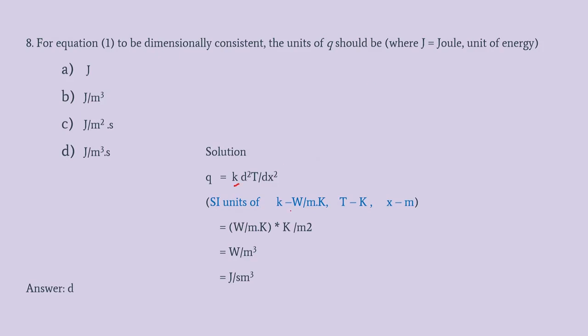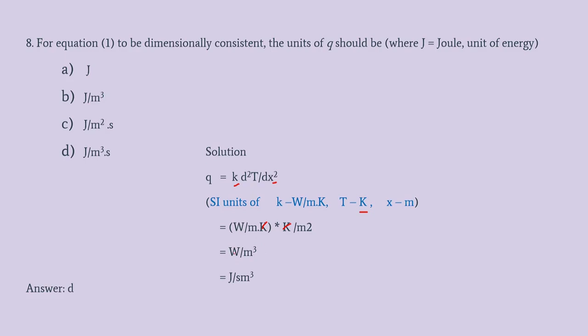The SI unit for conductivity is watts per meter Kelvin, and temperature we are taking in Kelvin, and also x in meters. When we substitute this and multiply, Kelvin and Kelvin will be cancelled. Then this meter square and meter get multiplied to get meter cube.